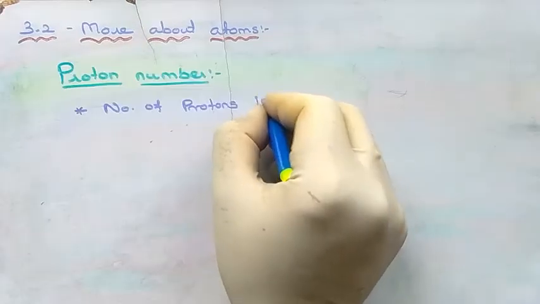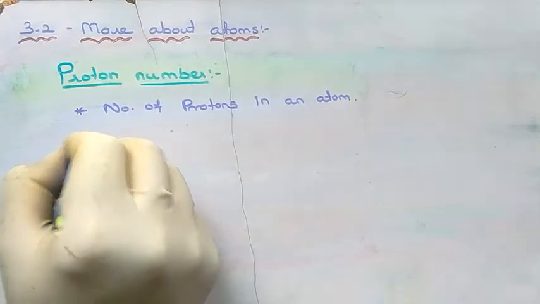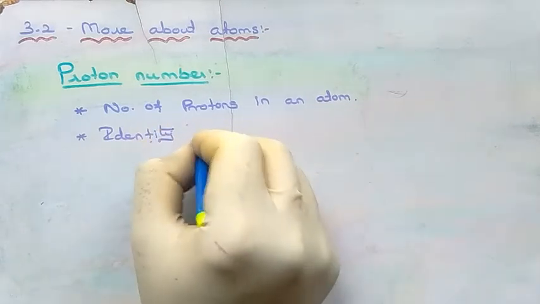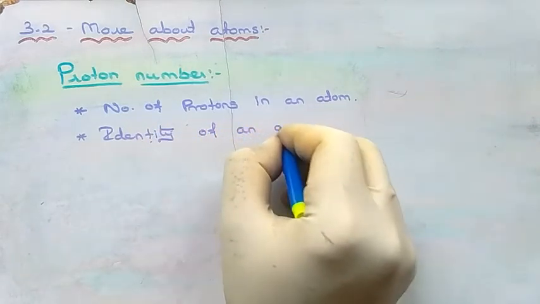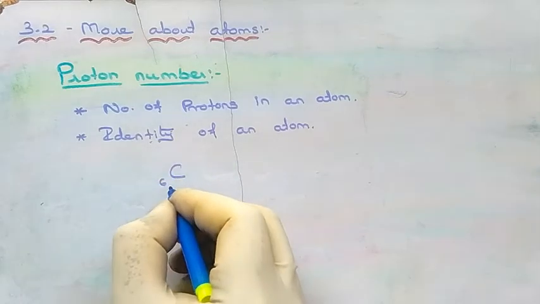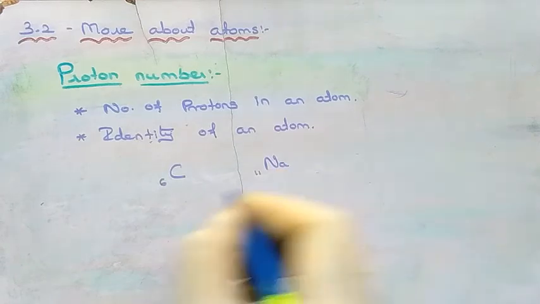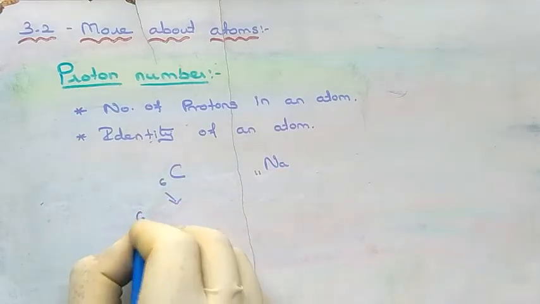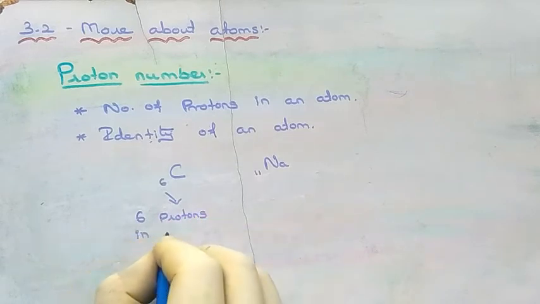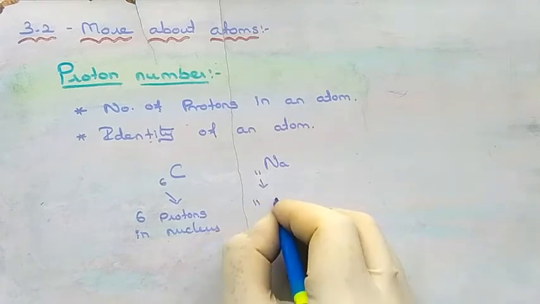Next we are going to see what is proton number and how it can be calculated. The number of protons in an atom is called the proton number, and it is the identity of an atom. For example, carbon has 6 protons. Sodium has 11 protons, which means if an atom has 6 protons, it is called carbon, as well as if an atom has 11 protons, it is called sodium.